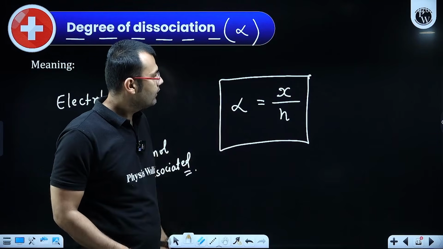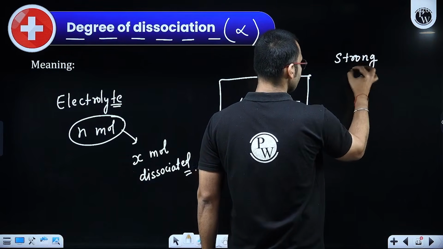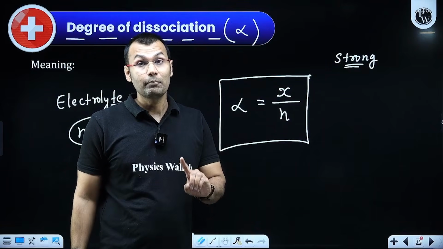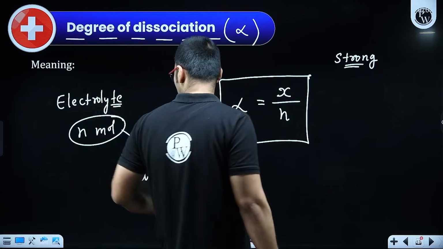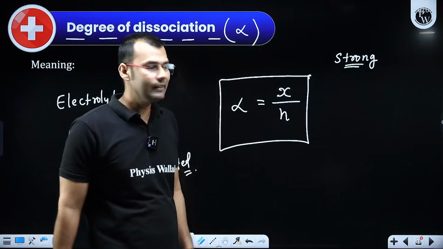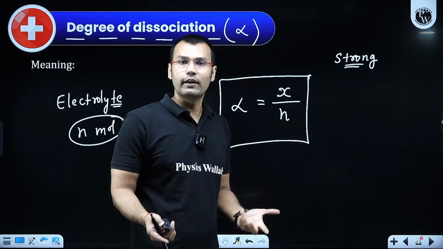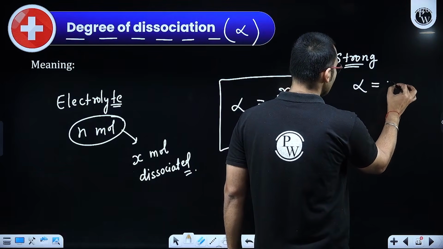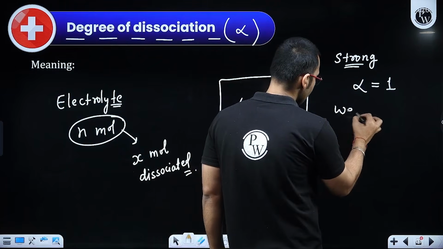And if you talk separately about strong and weak electrolyte, please focus here. If you take a strong electrolyte, you know that strong electrolytes are completely dissociated, completely ionized. So if this electrolyte is strong and I take n moles, then the whole n mole will dissociate. So the dissociated amount will be n, total amount will be n, n by n will be 1. So I can say that for a strong electrolyte, the degree of dissociation is 1, right?